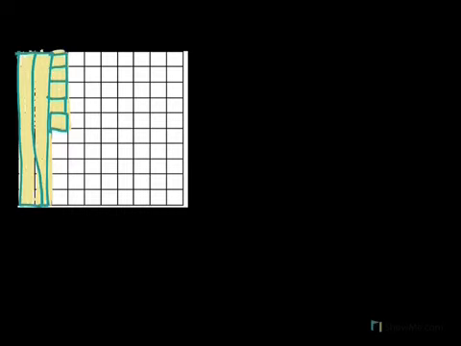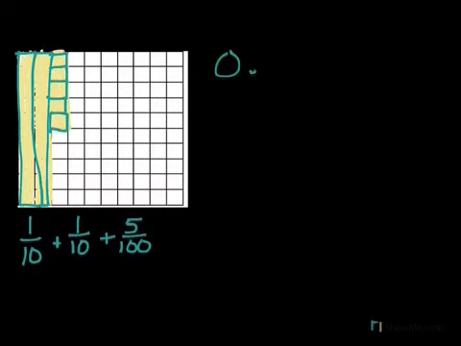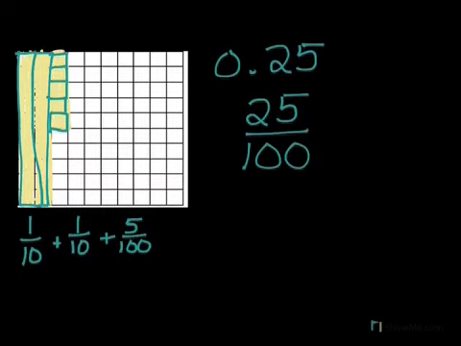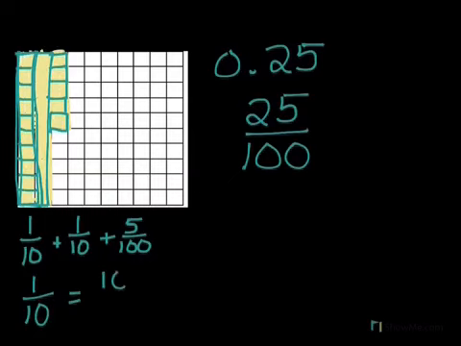Which means I basically have 1/10 plus 1/10 plus 5/100ths, which is the same as the decimal 25/100ths. I can see that 1/10 equals 10/100ths. So that is an equivalent fraction. So if I count my hundredths, I would have 25 of them.